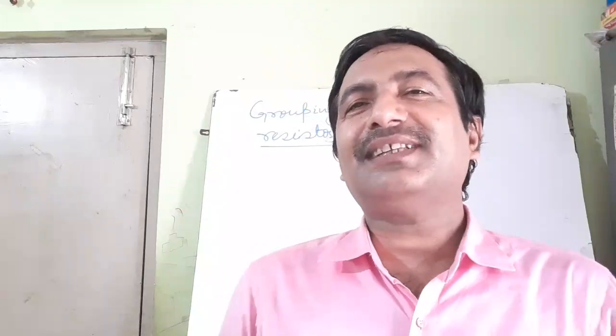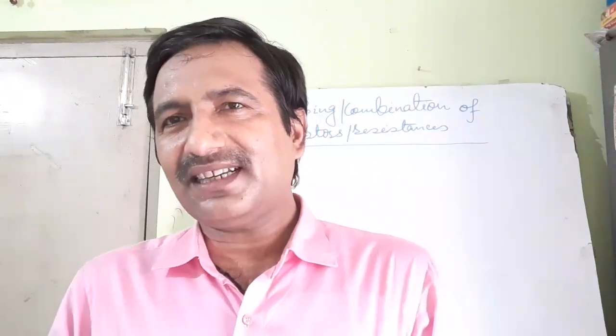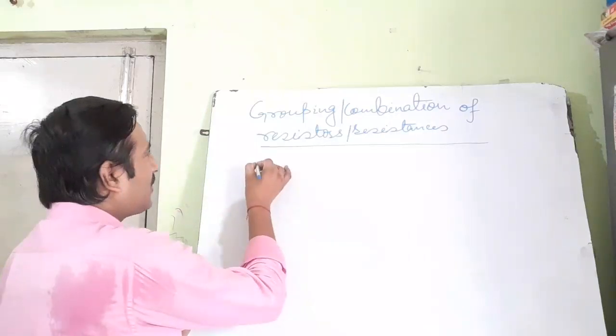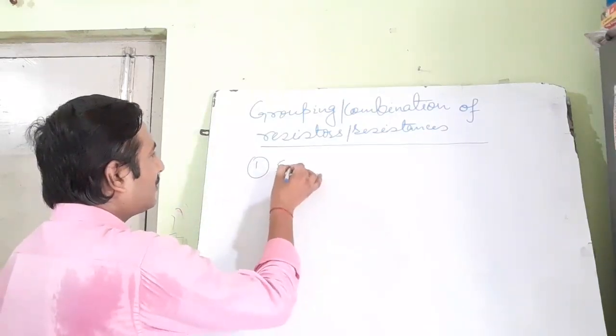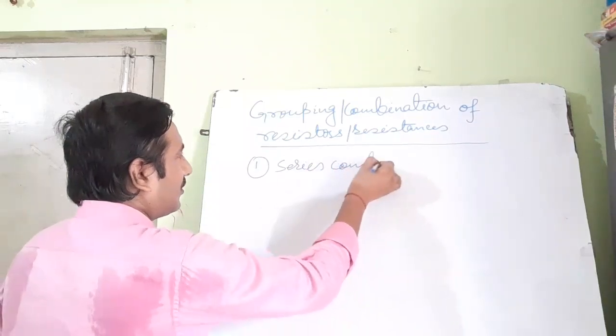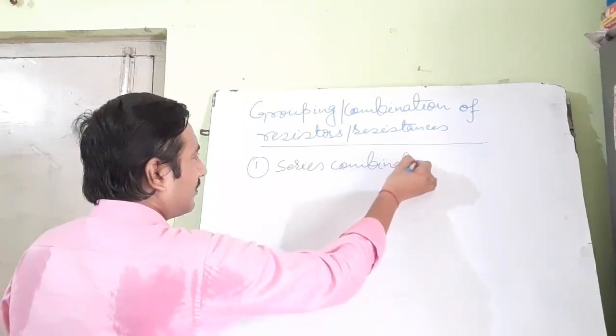So let us start with the different combinations. As in the case of capacitors, resistors are also grouped in 3 different ways. One is series combination, another is parallel combination, and the third is mixed combination. So let us start with series combination.